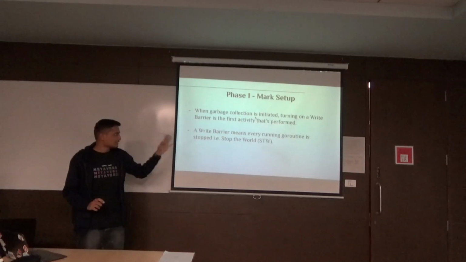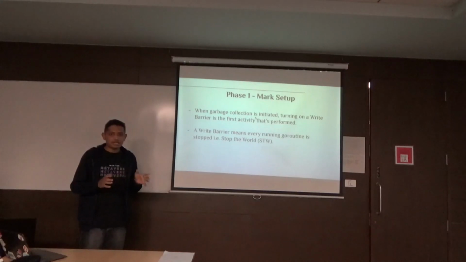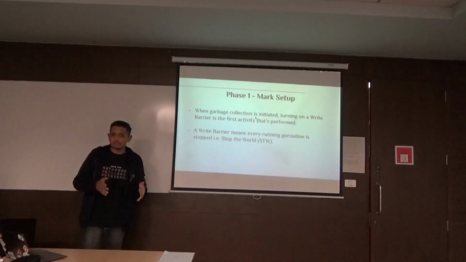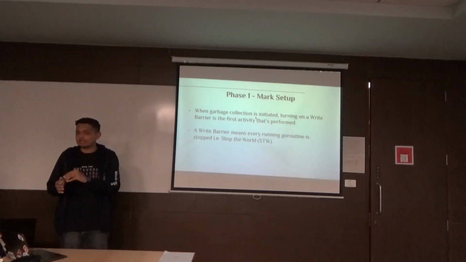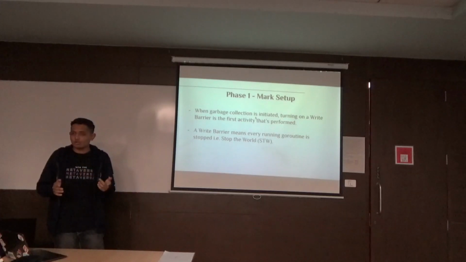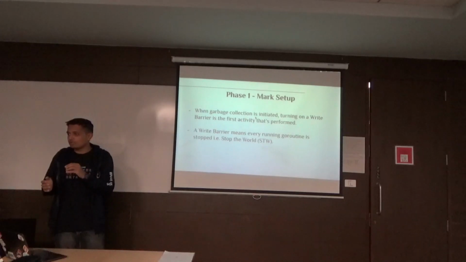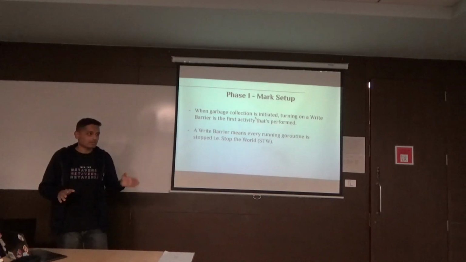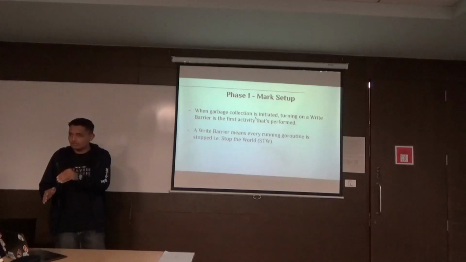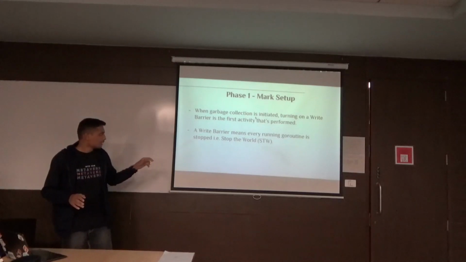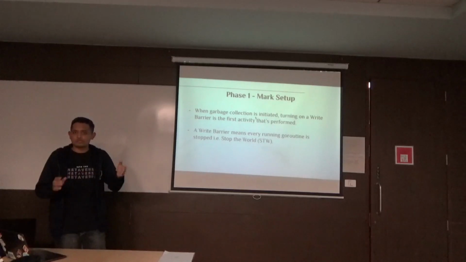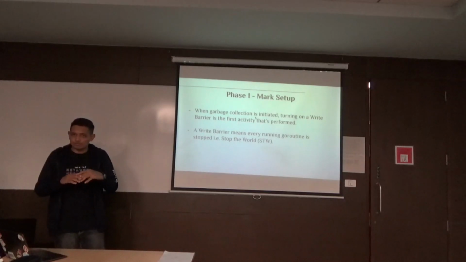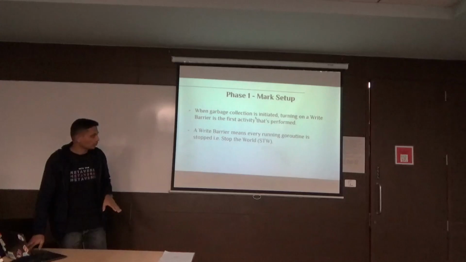So the first phase is mark setup. When garbage collection is initiated, a write barrier is turned on for the goroutines. So basically the goroutines cannot access memory. New memory cannot be allocated. Any updates that have to be done in the memory cannot be done. A write barrier: the goroutines cannot write to the memory. So that is stop the world basically, because if the goroutines cannot access the memory, they cannot perform any task. So they are stopped.